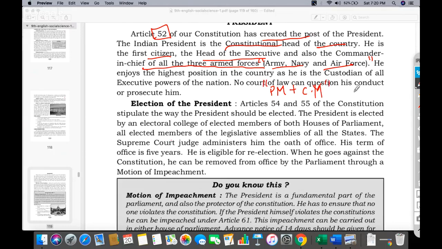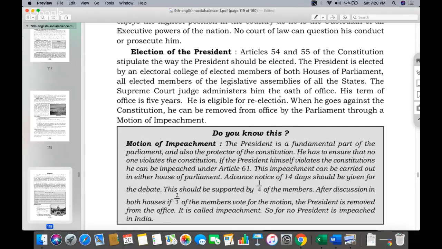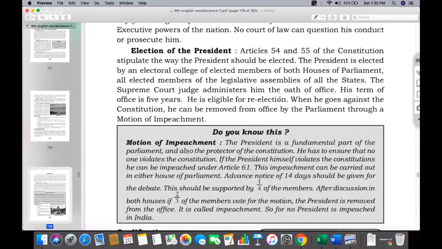There are only a few discretionary decisions which President can take. If it is in the purview of your syllabus, I'll discuss it. Otherwise, I'll leave it because it is not important. One thing is important: no court of law in India can ever question his conduct or prosecute him. He cannot be put in jail when he is the President of India. As simple as that. Articles 54 and 55 of the Constitution stipulate that the President should be elected.